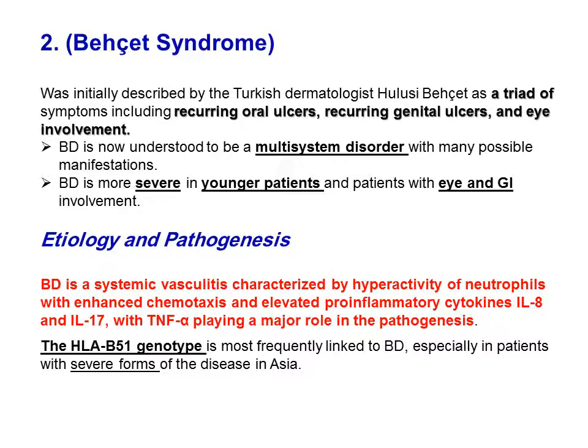Human leukocyte antigen B51 genotype is the most frequent type of antigen linked to Behçet syndrome, especially in patients with a severe form of Behçet syndrome in Asia.